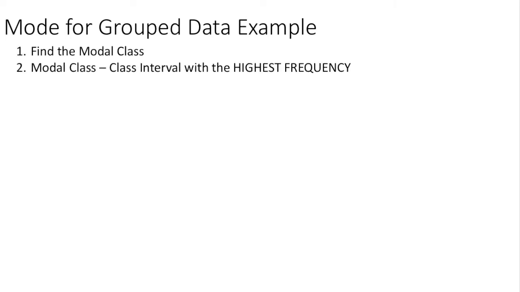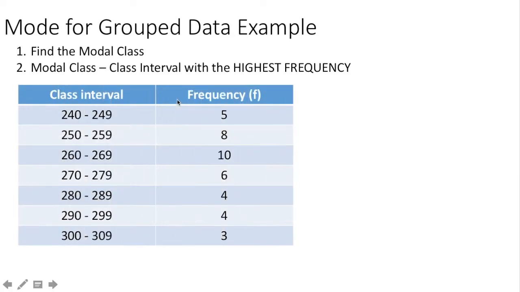The steps are: find the modal class. And what is the modal class? That is the class interval with the highest frequency. Let us take this example. The class intervals are from 240 to 249, up to 300 to 309. So, in solving for the mode using Google Sheets, we will put all the lower limits in one column and all the upper limits in one column and the frequency in a separate column as well, just like this.